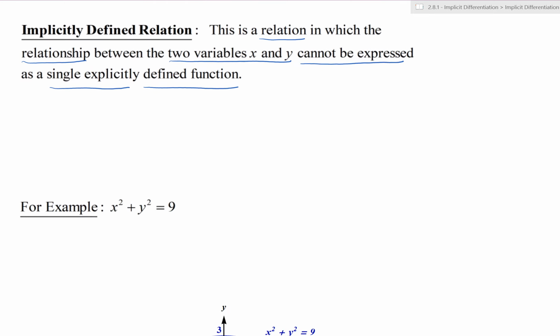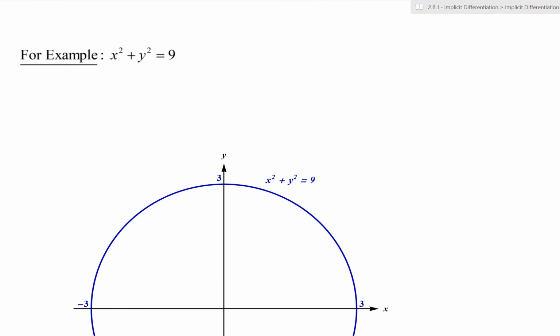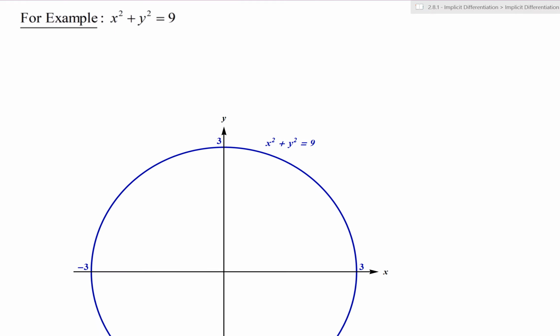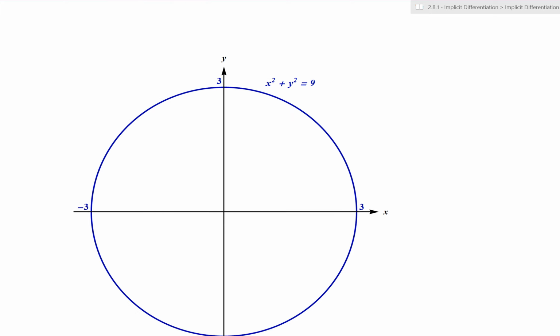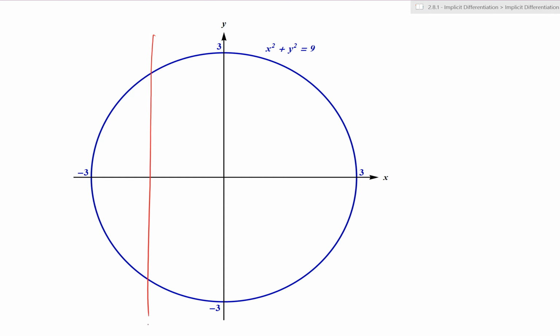So we're going to focus on this equation right here in this video. X squared plus y squared is 9. And of course, that is just a circle that is centered at the origin that has a radius of 3. So here's our circle, right? Clearly, it's not an explicitly defined function because at pretty much every single value of the input x, there's multiple outputs, right? It quote unquote fails the vertical line test, for instance, right?